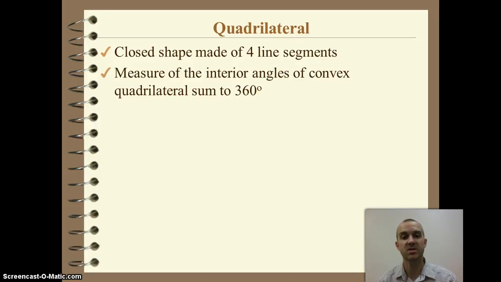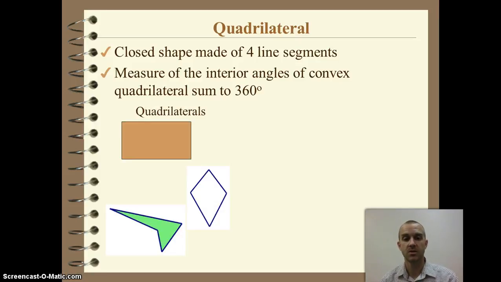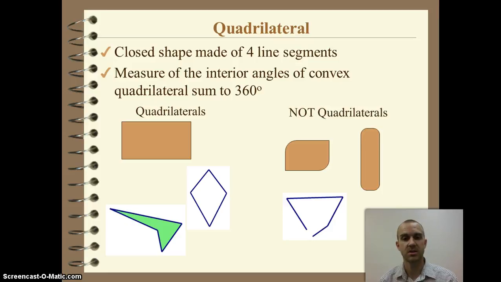If we look at these two different groups, we can see on the left we have four segments. It's closed, and even when it's concave, they're still considered a quadrilateral. Whereas on the right, you've got curves, an open one. This is not considered a quadrilateral.